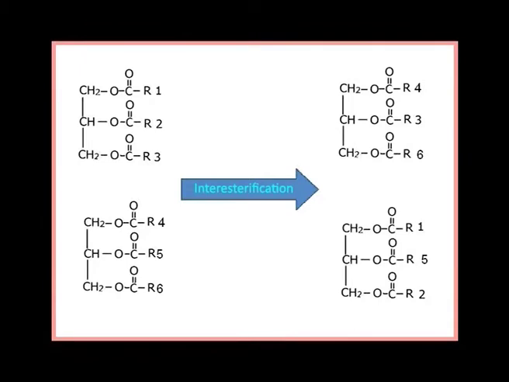Interesterification causes a redistribution of the fatty acids on the glycerol fragment of the molecule. This rearrangement process does not change the composition of the fatty acids from the starting materials. Interesterification may be accomplished by chemical or enzymatic processes.